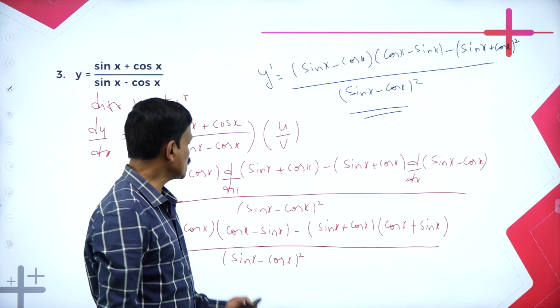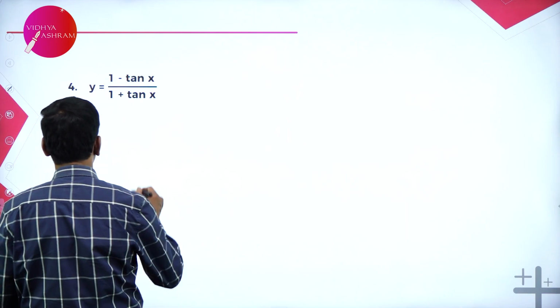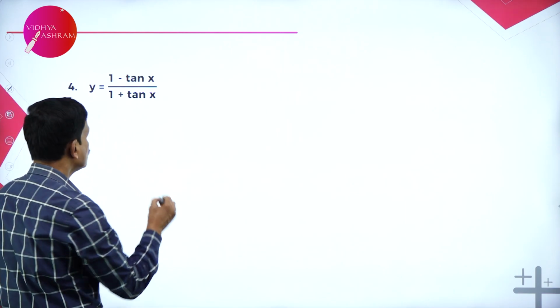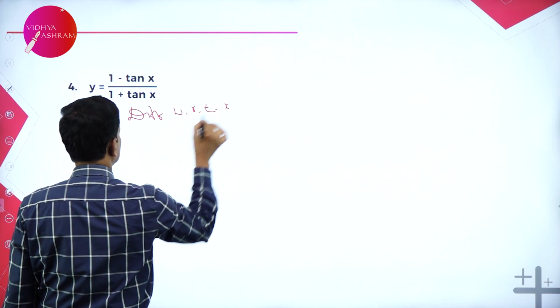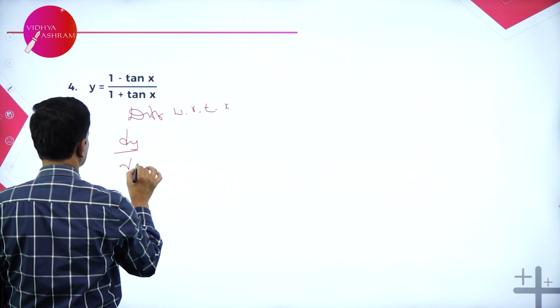Now move on to the next problem. y is equal to (1 minus tan x) by (1 plus tan x). Same, differentiate this. Differentiating with respect to x, what will we get?